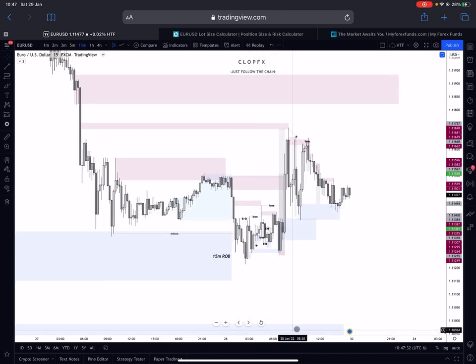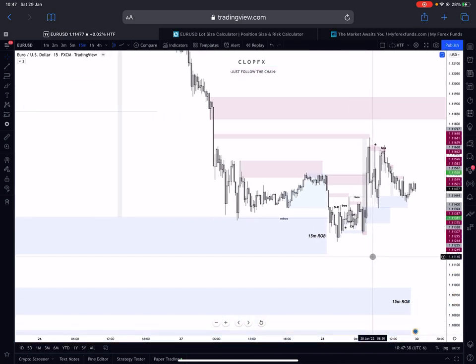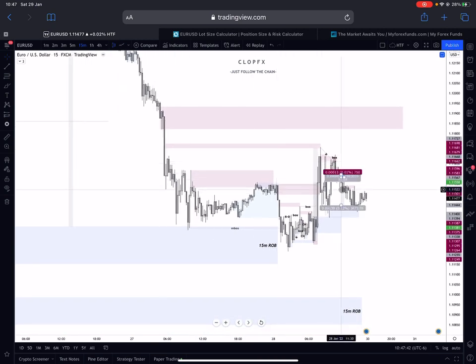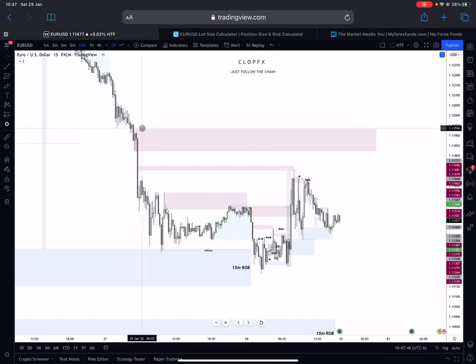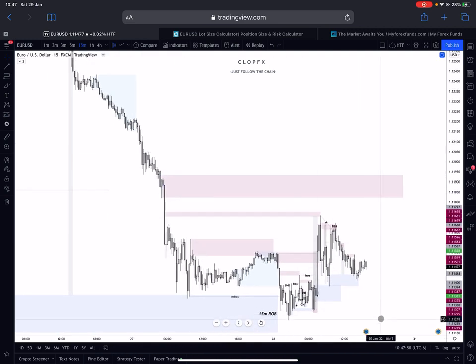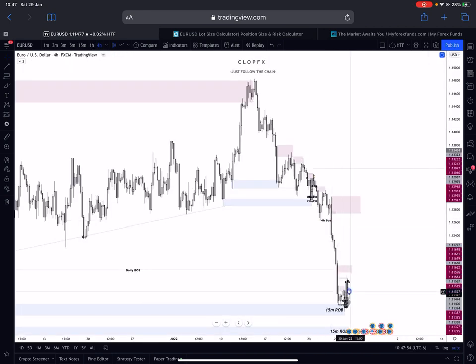But if we see in the 15-minute perspective, supply was taking control. It broke structure, then demand took control over supply. But we still have a POI of supply right here. Why did it have a pullback? If you go to the 4 hour, you see a pullback right here. But why did it happen?